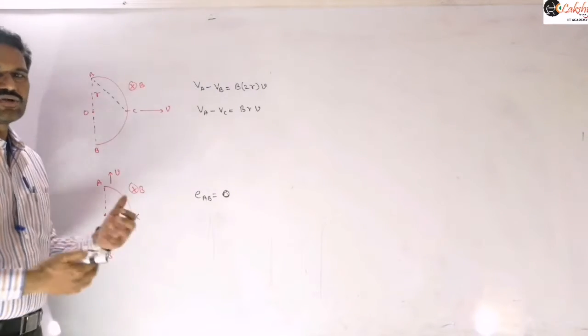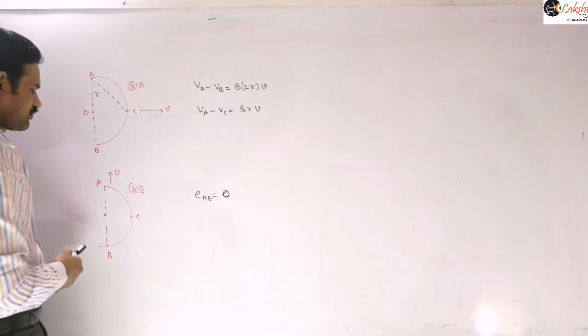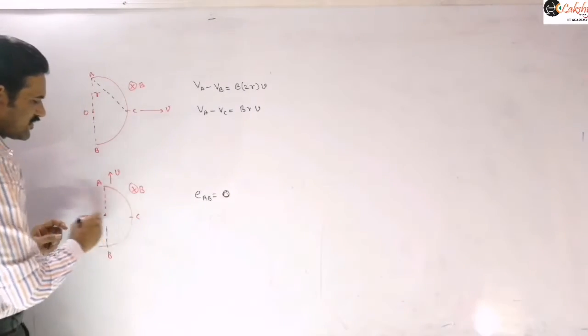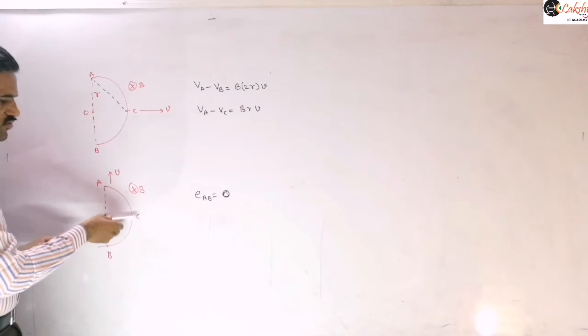We discussed already, out of those 3 vectors, if any 2 vectors are parallel, then the induced EMF will be 0, right? And whereas when you are writing between A and C, as I said, you can take the projection of this length here.